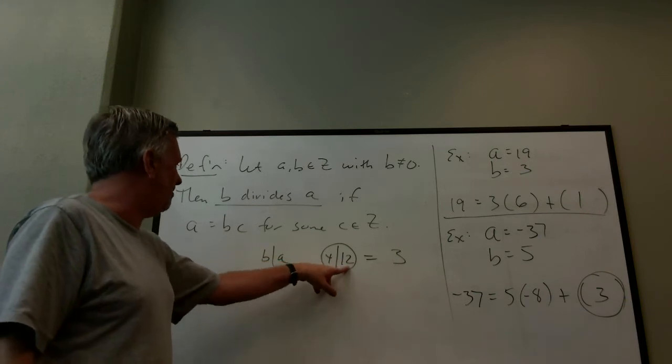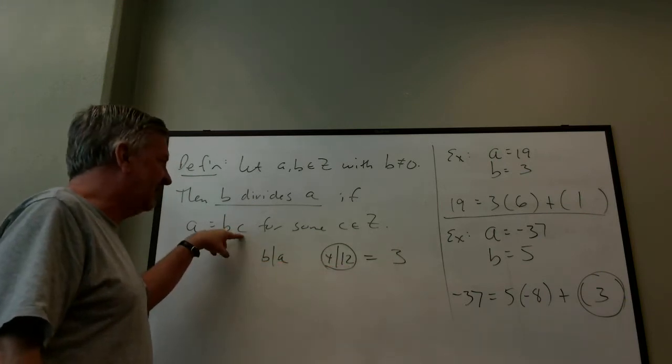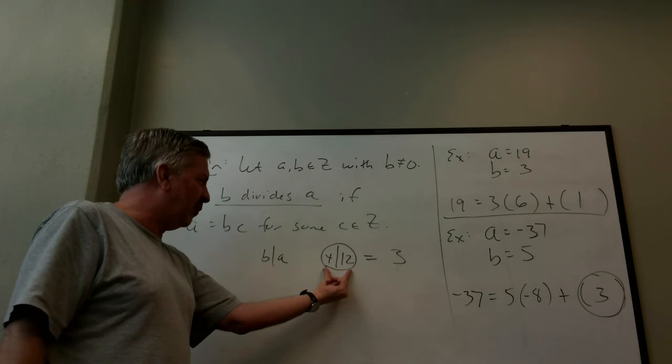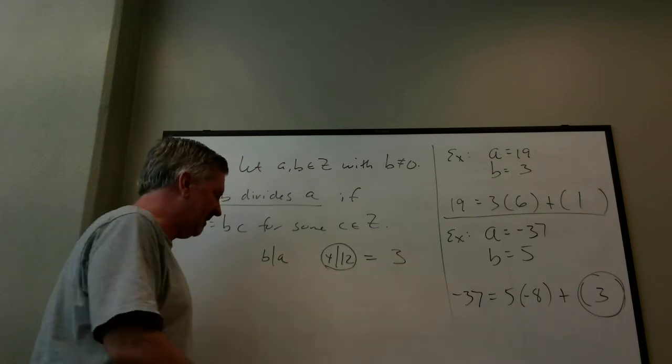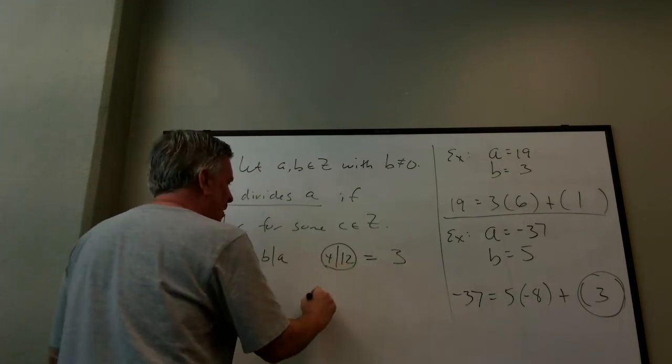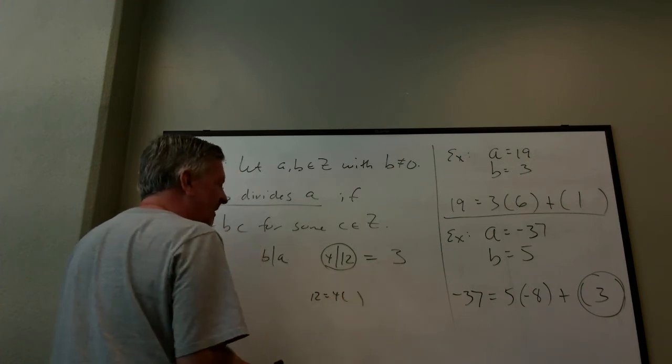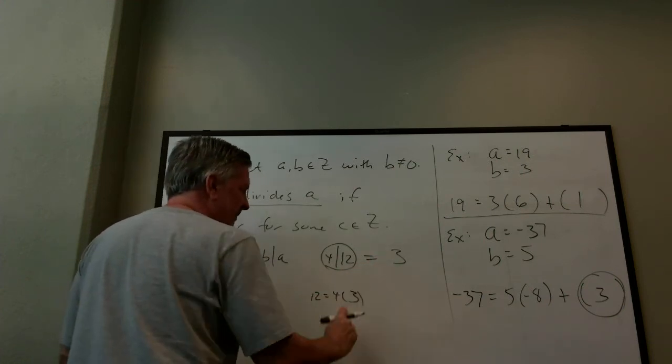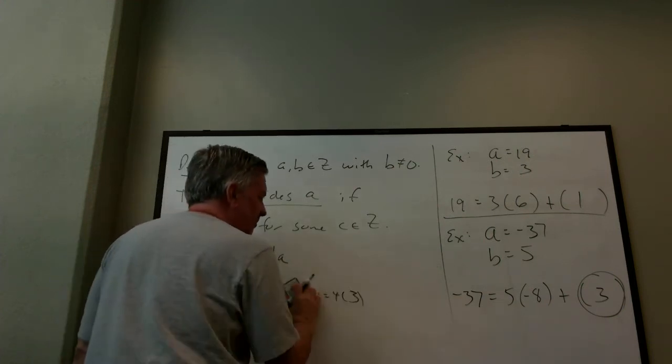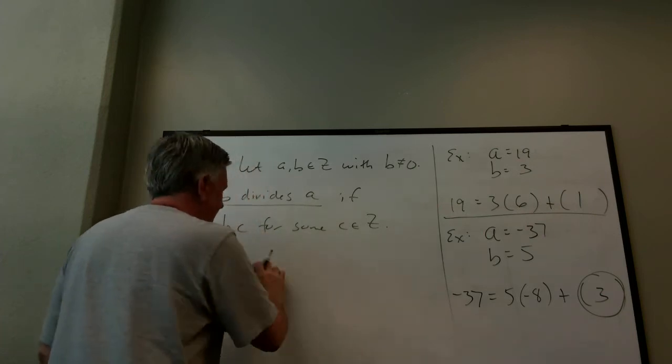4 divides 12 is not the C, okay? Don't write 4 divides 12 equals a number. That doesn't make any sense. 4 divides 12 means 12 is 4 times something for some integer. Oh, it turns out it's 3, okay? So please don't write that. That doesn't make any sense.